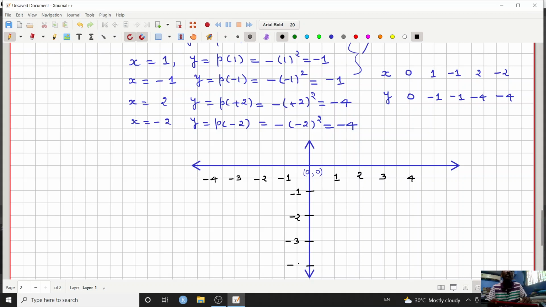Now you take x is equal to 0, y is equal to 0. So the point is this point. X is equal to 0, y is equal to 0.